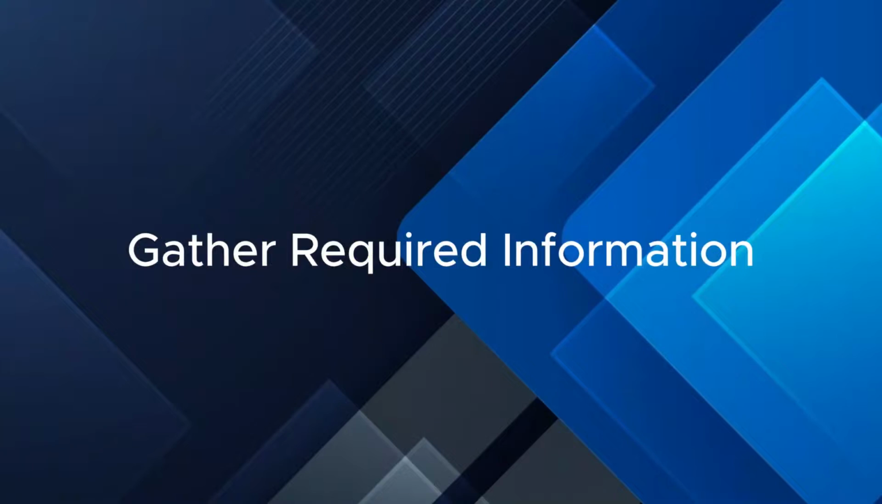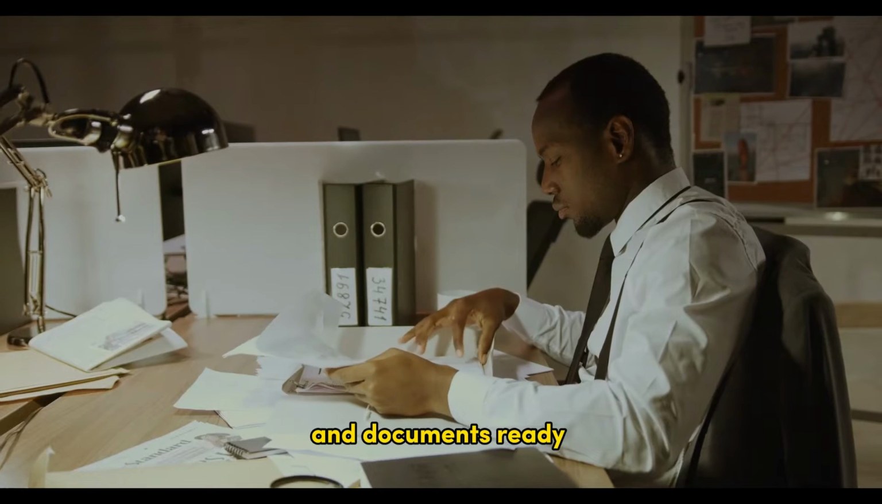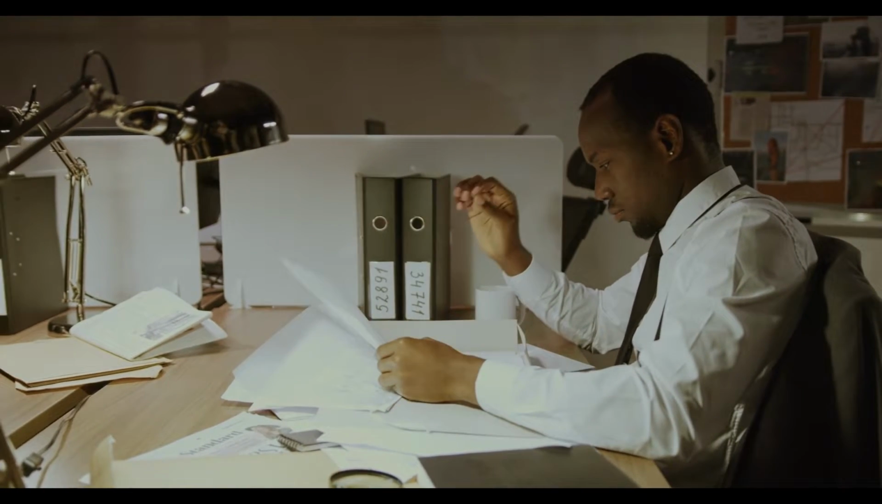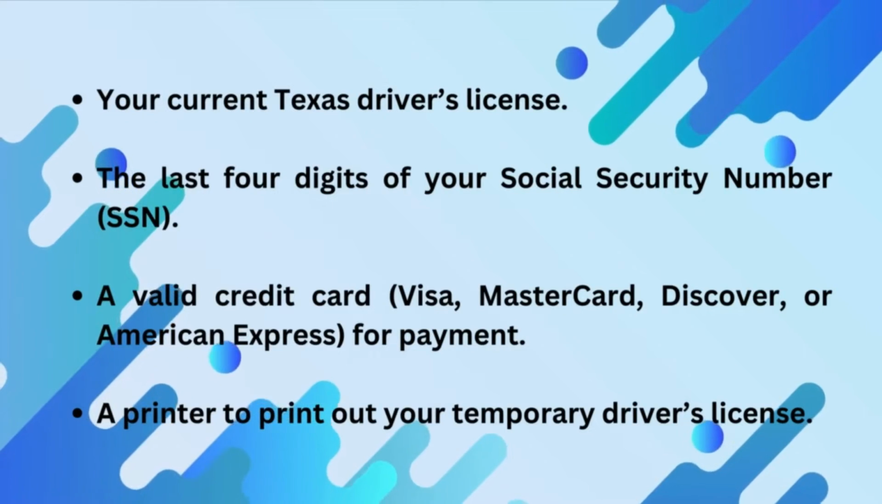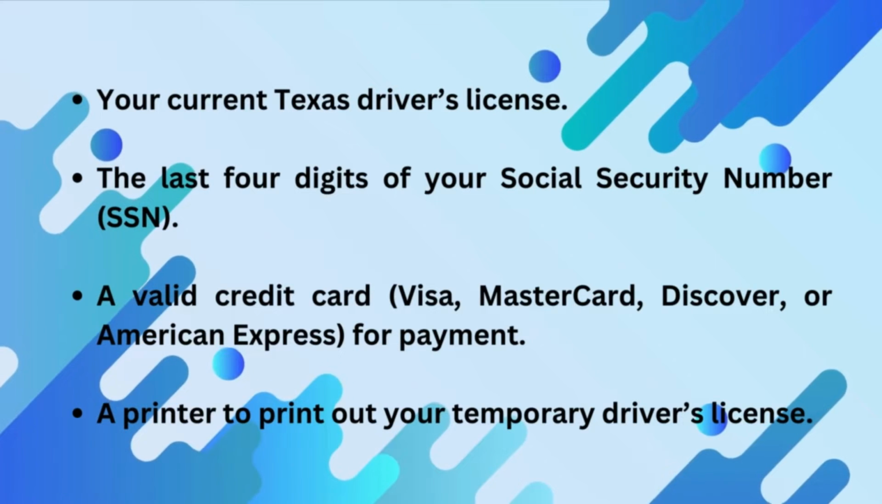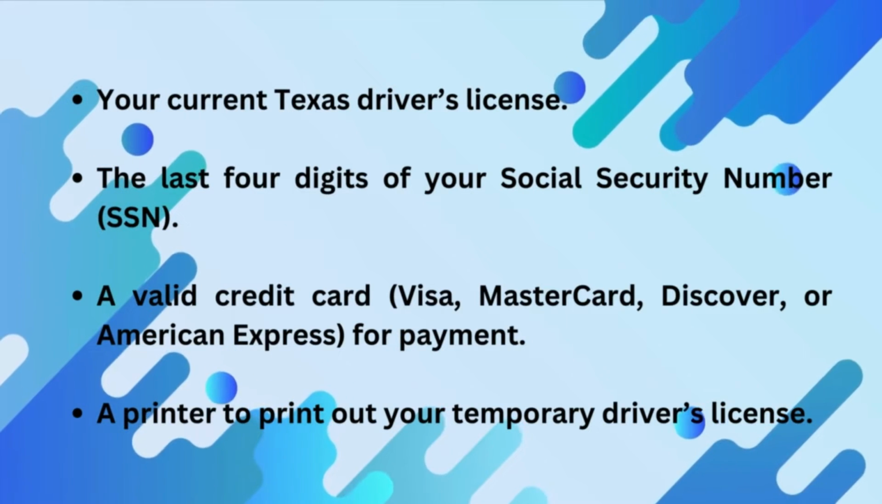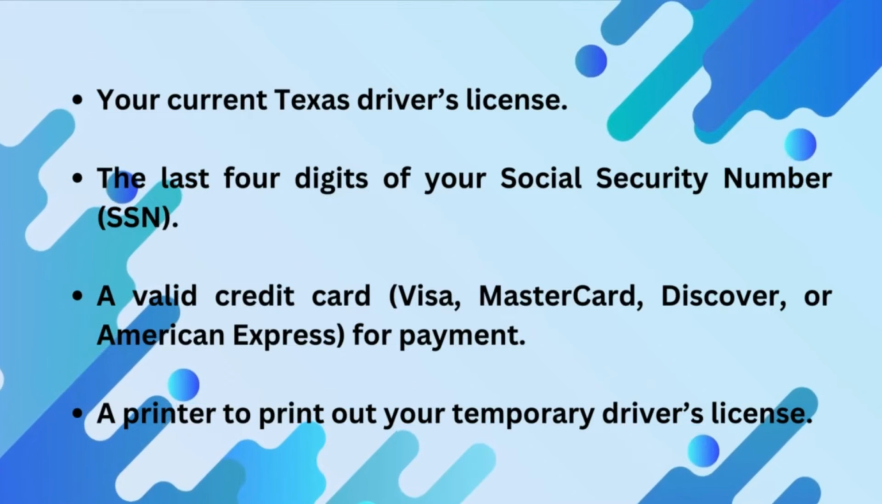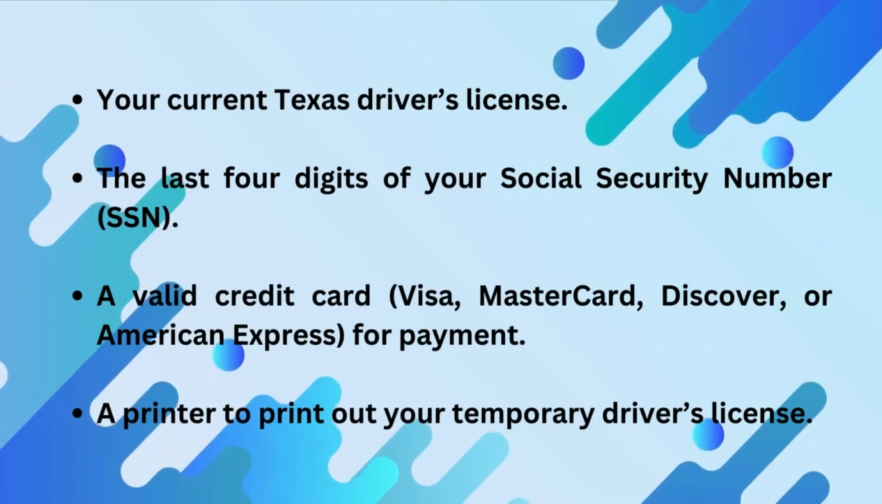Step 2. Gather required information. Ensure you have the following information and documents ready: your current Texas driver's license, the last 4 digits of your Social Security number or SSN, a valid credit card, Visa, MasterCard, Discover, or American Express for payment, a printer to print out your temporary driver's license.